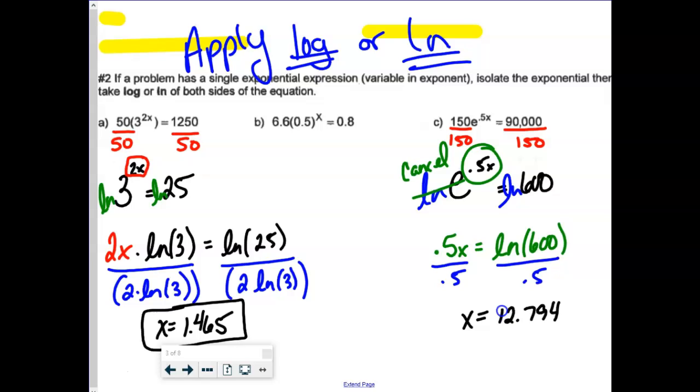Thank you. That's what I got. What'd you type? Did you lose a 0? Natural log of 600 divided by 0.5.